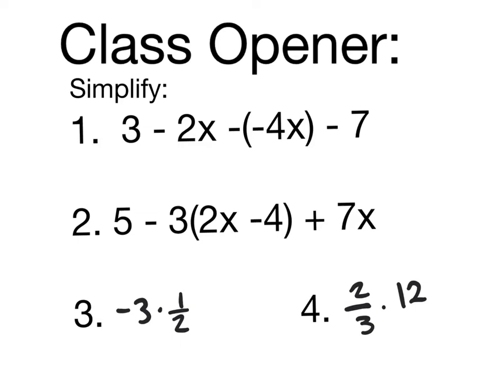This class opener is obviously a review of what we were doing, combining like terms and distributive property. On number one, are we multiplying anywhere? No, you're switching. Right? There's a minus sign here. There's a minus minus, so we're going to switch that to a plus plus. And there's a minus sign over here. So we're just simply adding and subtracting all the way through.